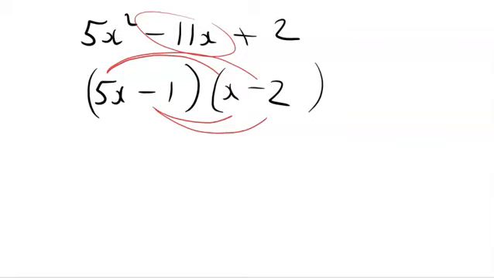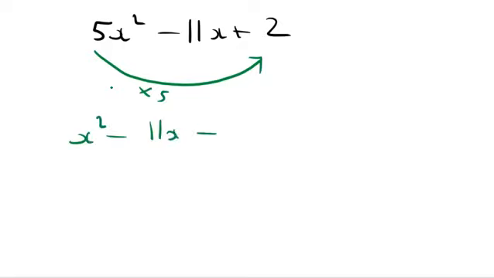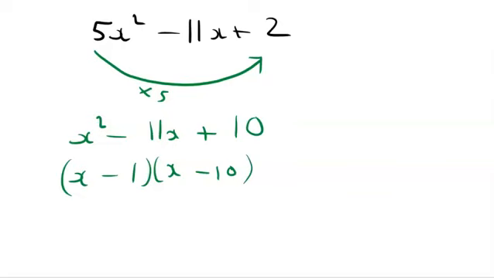Now, we could also have done it the second way I showed you, which is take the 5 and multiply by the 2. So, if I do that, I get x squared minus 11x plus 10. Again, bear in mind, this is simply a trick that works. Then we factorize this the usual way, x minus 1, x minus 10, and then we divide by the 5.